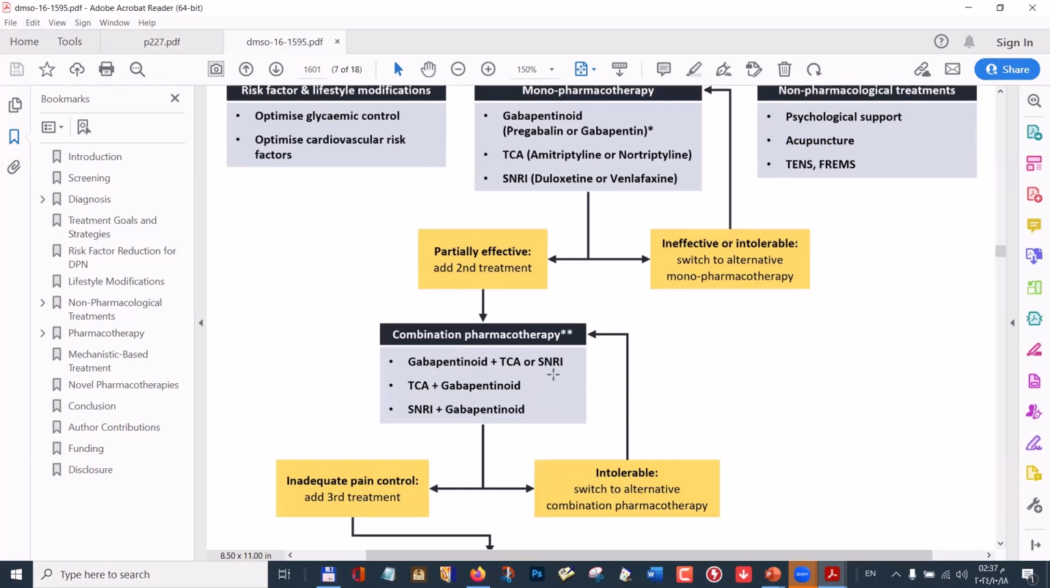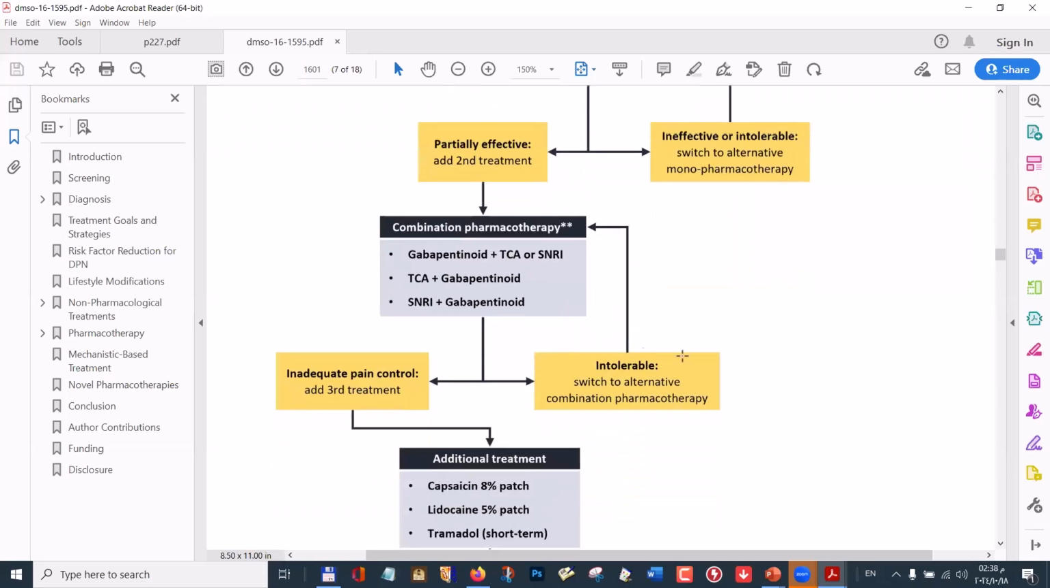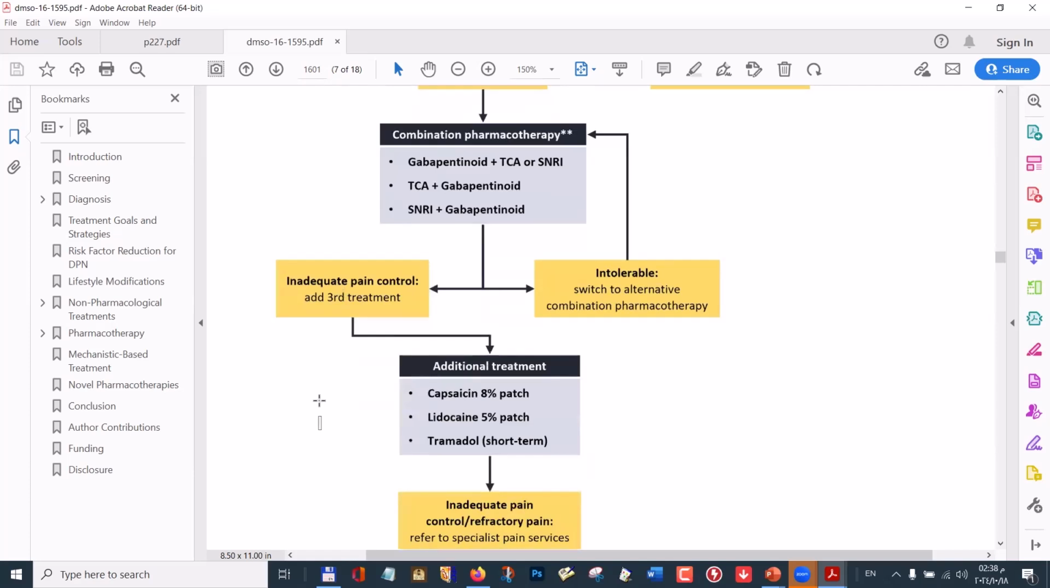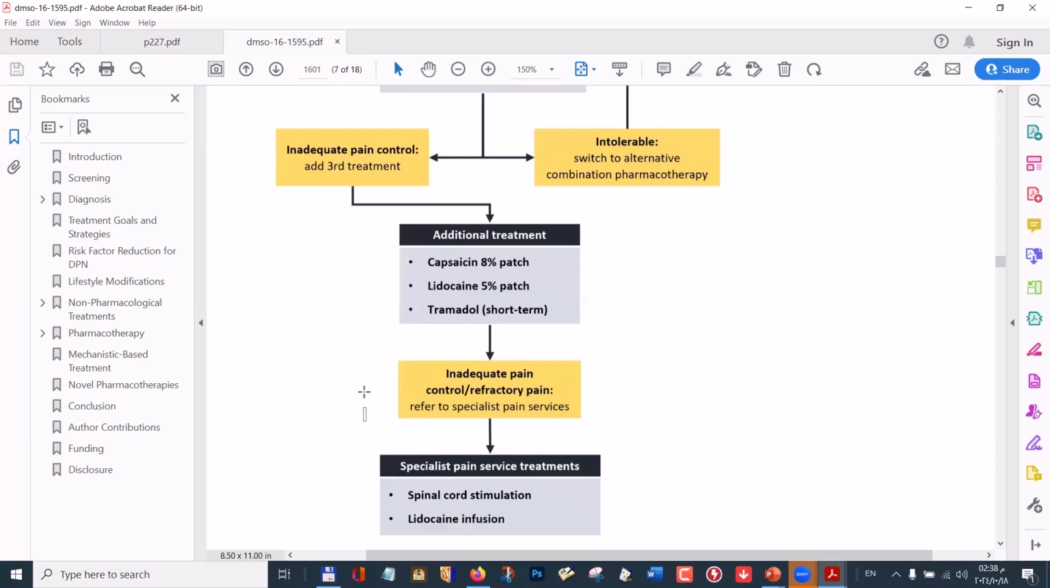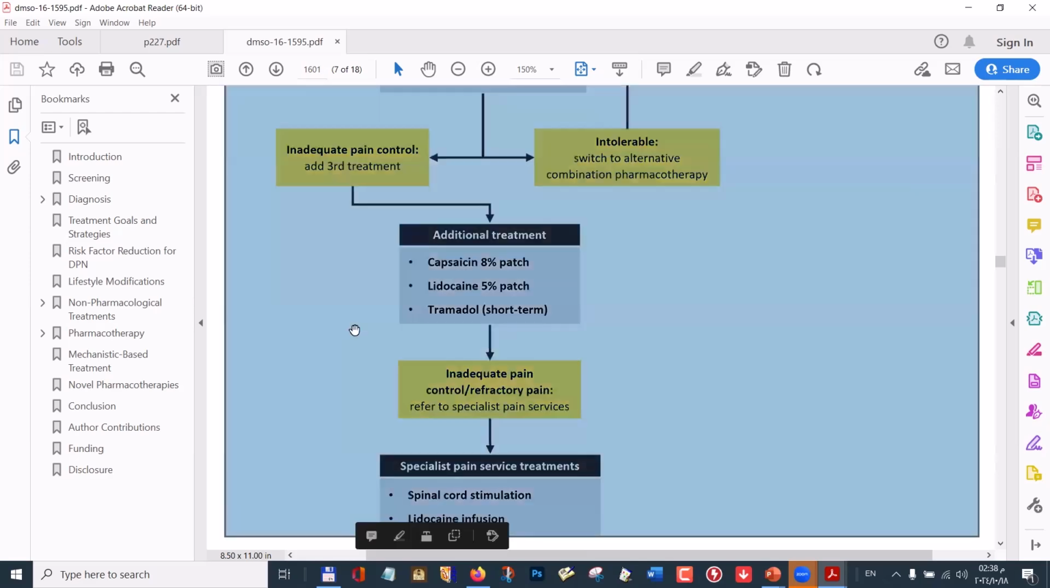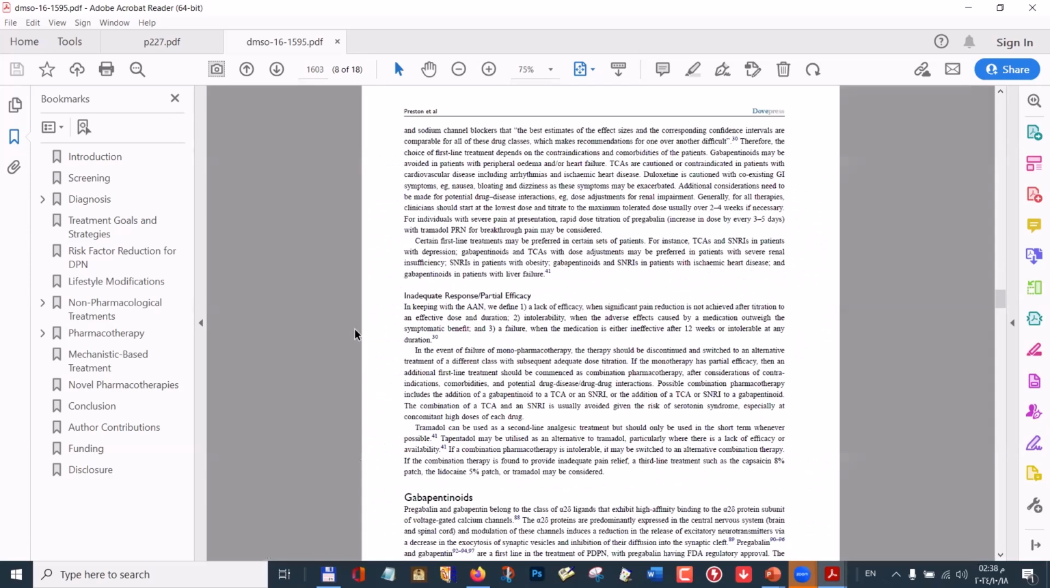gabapentin with tricyclic or SNRI, tricyclic with gabapentin, SNRI with gabapentin. So all of them include a gabapentinoid, pregabalin or gabapentin, plus amitriptyline or duloxetine. If intolerable, we should switch to an alternative. If inadequate pain control, we can add a third line treatment like capsaicin, lidocaine, or tramadol. If inadequate pain control, we should refer to a specialized pain service for treatment, spinal cord stimulation, or lidocaine infusion. Thanks, Dr. Hussam, for this paper.